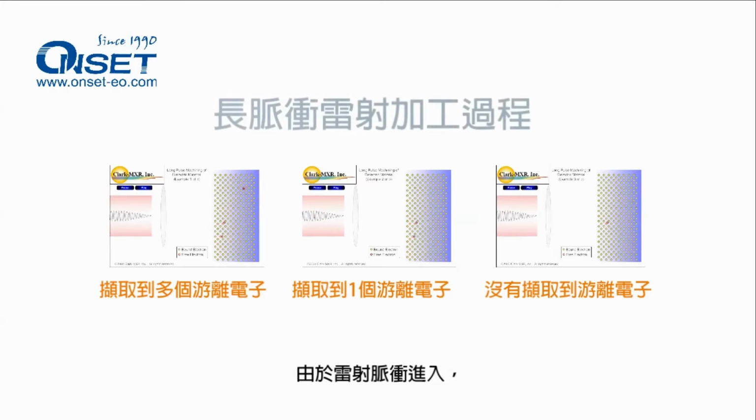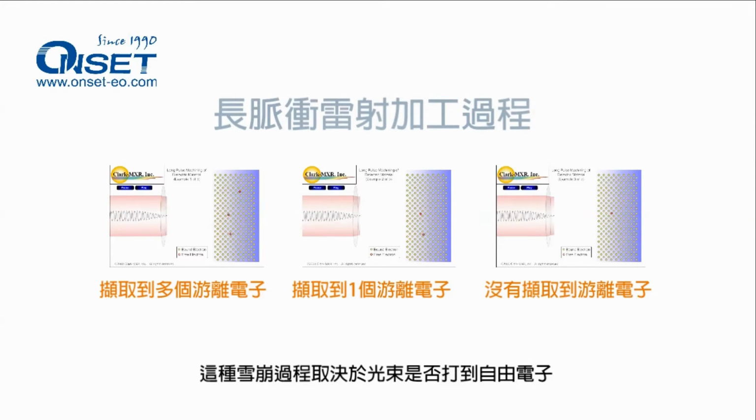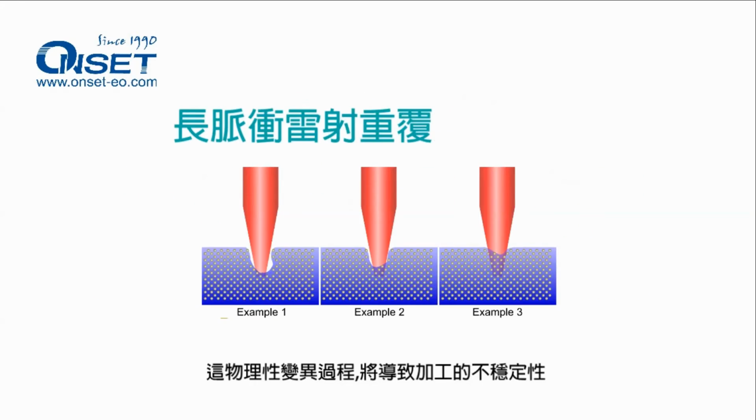As the laser pulse enters, the free electrons can oscillate strongly, then occasionally collide with the bound electrons. The type of avalanche process depends on the presence or absence of a free electron in the beam path. This variable physical process leads to unstable machining rates.